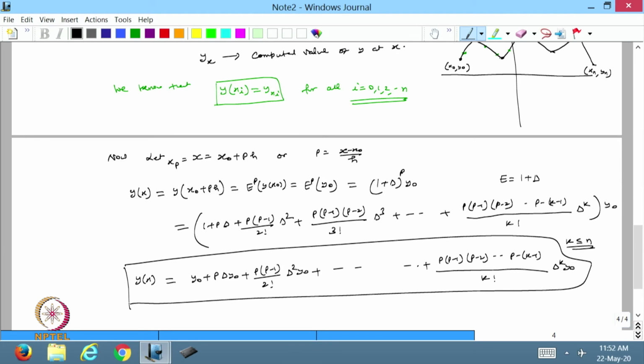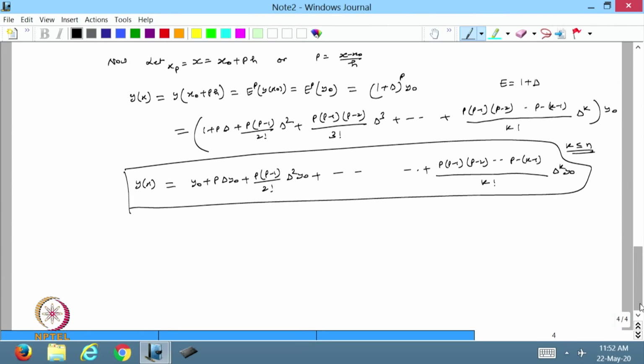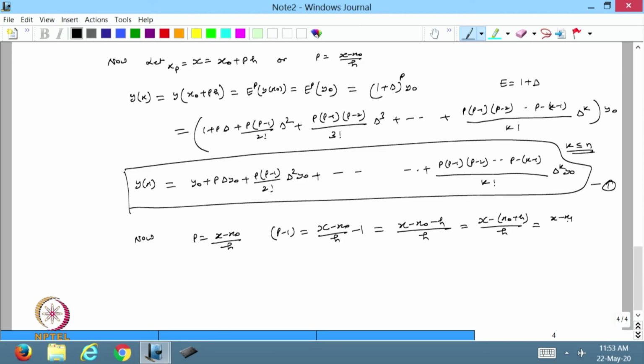Now, the problem is that on the left side I have y at x, and on the right hand side I have all the terms in terms of p. So, we can convert it back into the x form. So, this is my equation 1. Now, p can be written as p is equal to (x minus x naught) by h. So, p minus 1 can be written as (x minus x naught) by h minus 1. So, this is (x minus x naught minus h) by h, and that can be written as (x minus x 1) by h.